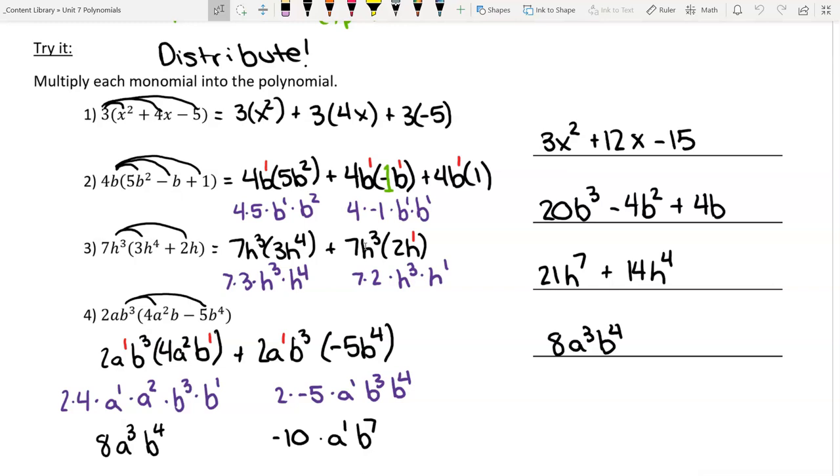It doesn't combine with anything. It just drops down. So for a, you don't have to put the 1. Don't put the 1 in Go Formative. And then b3 and b4 give me b7. So I'm just going to put that on the line up here. -10ab to the 7th. So that is what I would type into Go Formative.